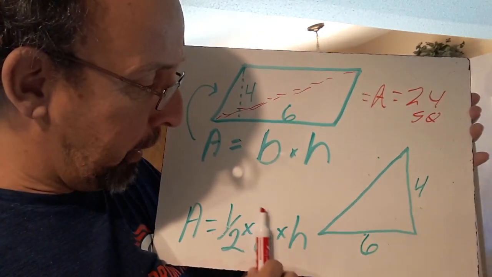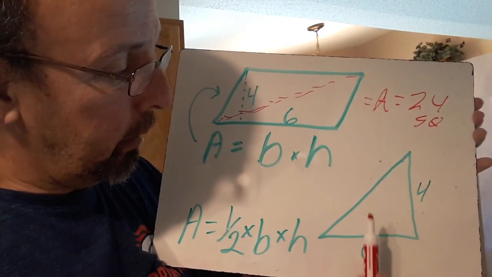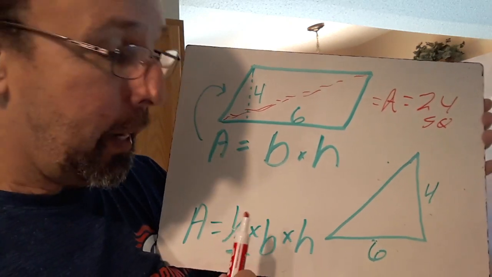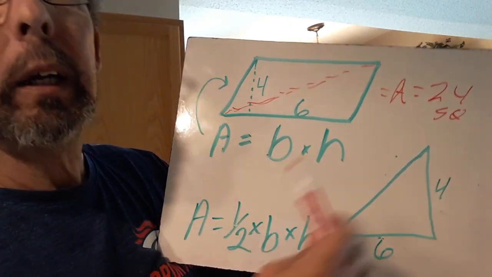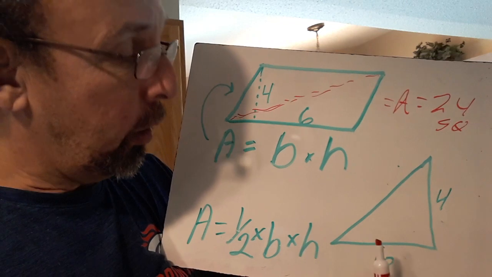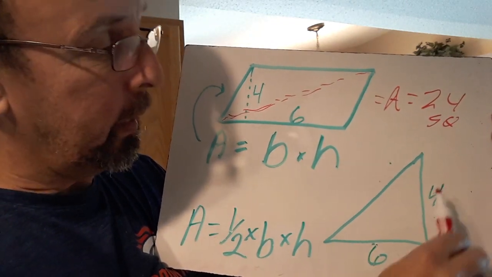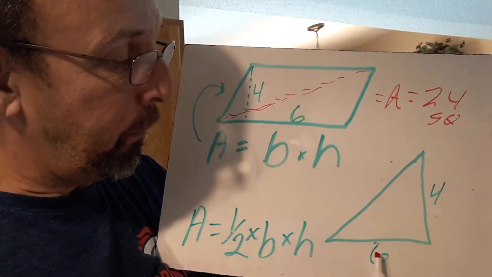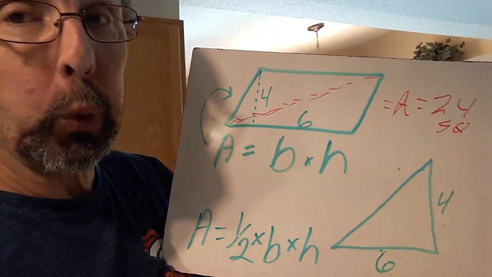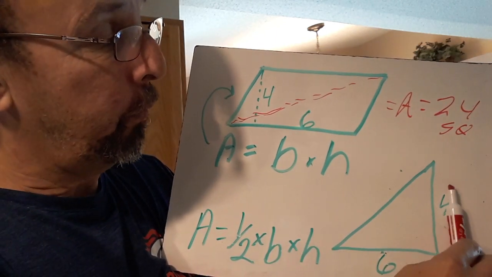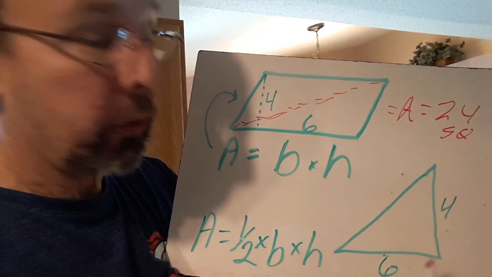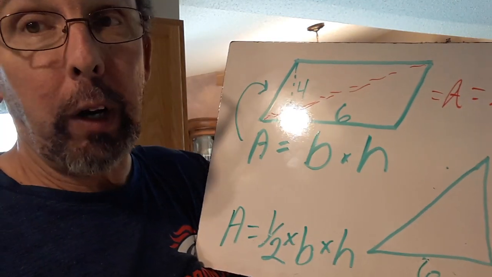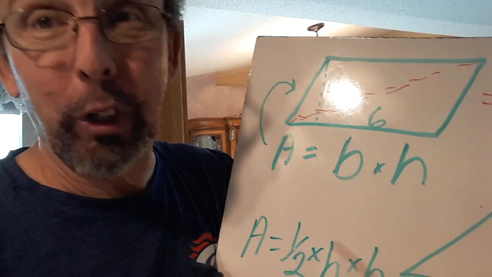So here I'd have base times height. Base times height, 6 times 4 is 24, but now I've got to take a half of that. That's going to be 12. I could also take a half of either one of these before I multiply and still get 12. I could take half of 6 and get 3 times 4, get 12. I could take half of 4, have 2 times 6, get 12. As long as you divide by 2 sometime in there, you're going to be okay.